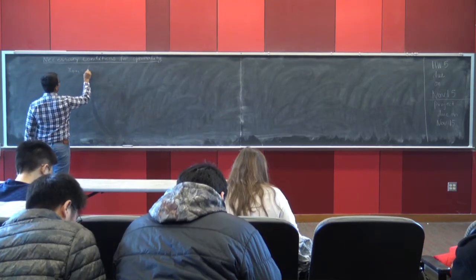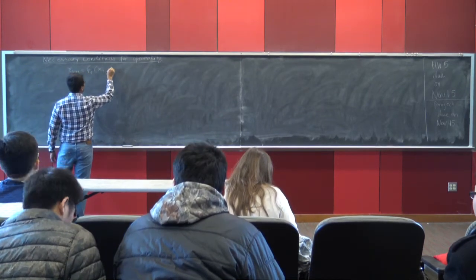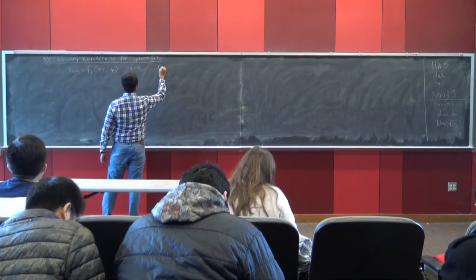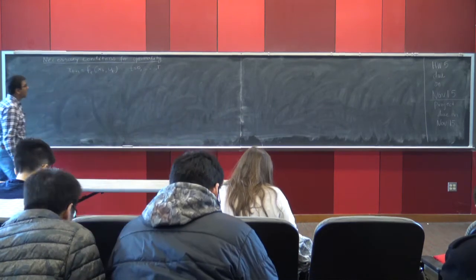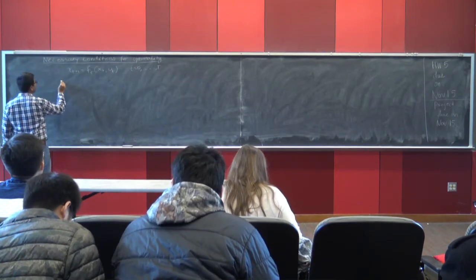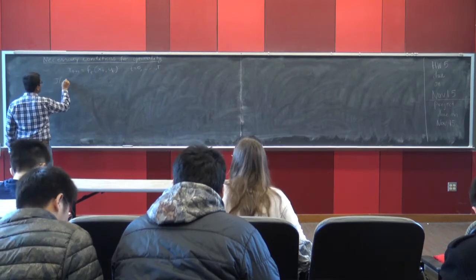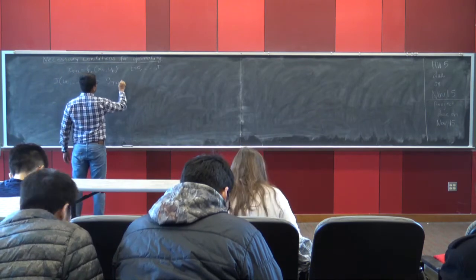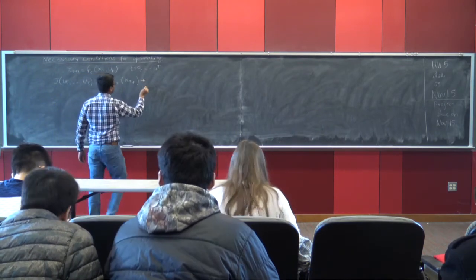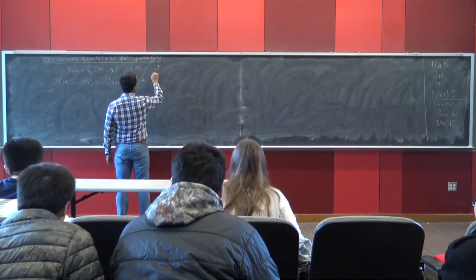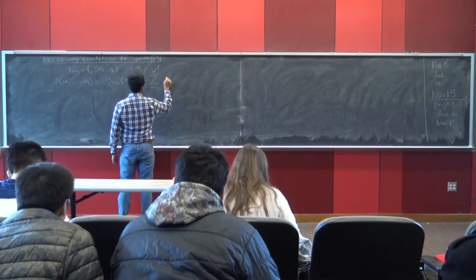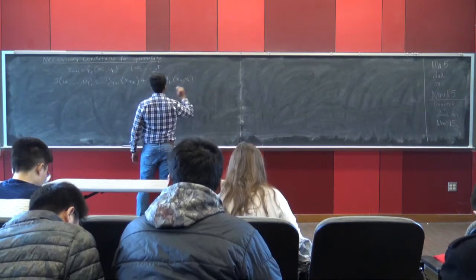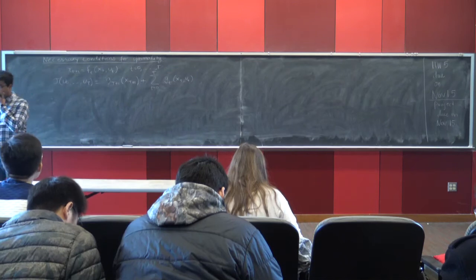I have x_{t+1}, which is a function of x_t comma u_t, for t equals 0 to capital T. And then my cost function is J of u_0 to u_T, which is g_{T+1}(x_{T+1}) plus the summation t equals 0 to T of g_t(x_t, u_t).